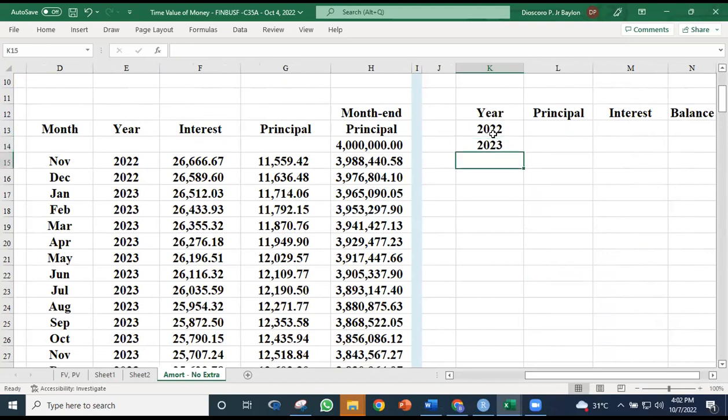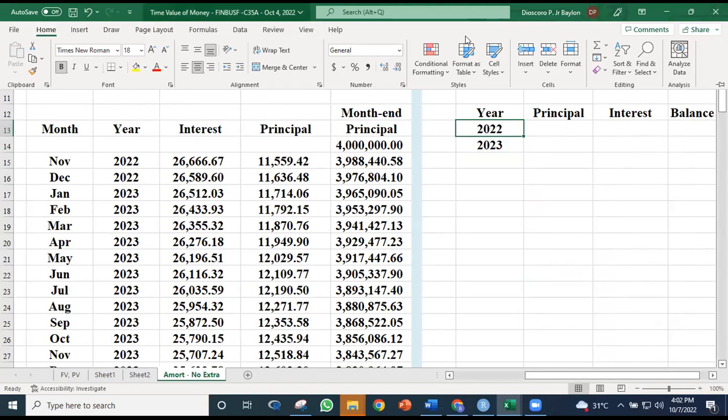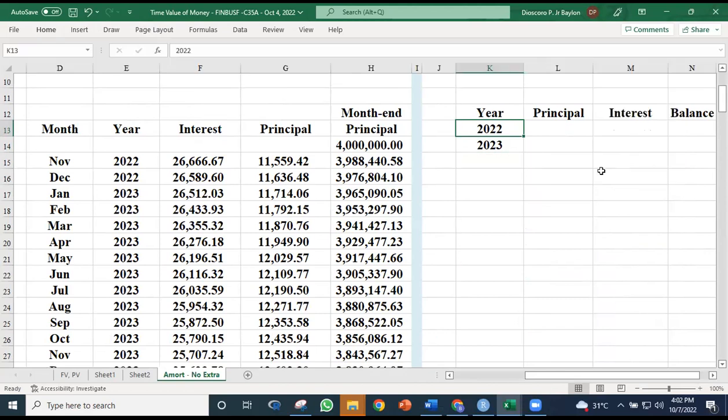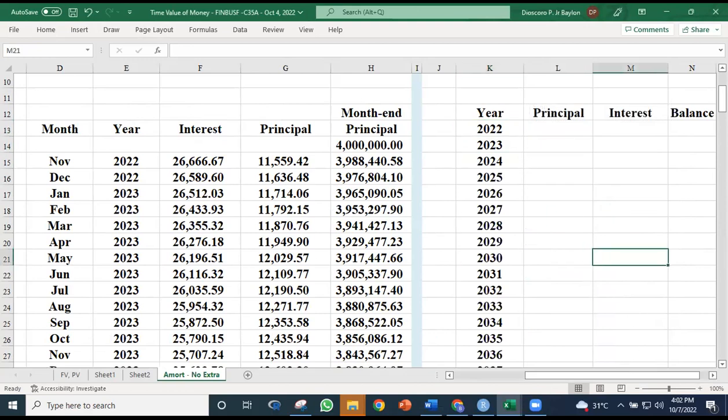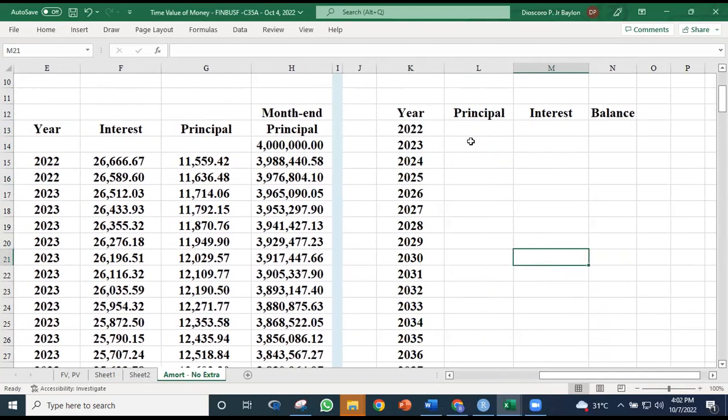Okay, so now that you have the months and the years, you can now dito 2022, 2023. So we can populate this, no? Home, series, columns, increment of 1 until 2037. Hanggang 2037 yung loan. Okay, there. All right, what we need to do is add, okay, principal. Magkano ang principal payment sa 2022? So di ba sa 2022 dito, dalawa. So we need to add these two.